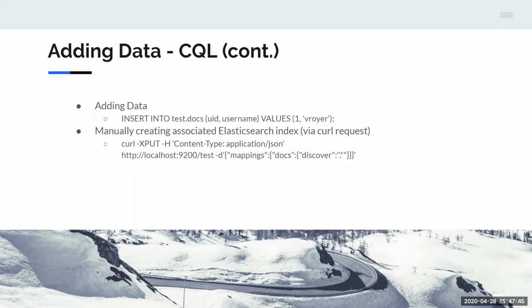And then if you choose to interact with your Elassandra instance via CQL, you need to manually create the associated Elasticsearch index, or you won't be able to send any REST API requests. And the way you do that is you use curl to request, and you need to put the mapping, and it will actually discover the schema that is in the associated Cassandra table when you give this command.